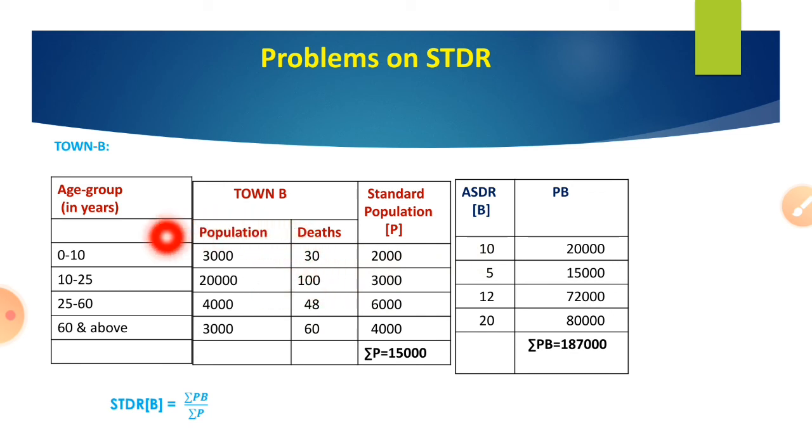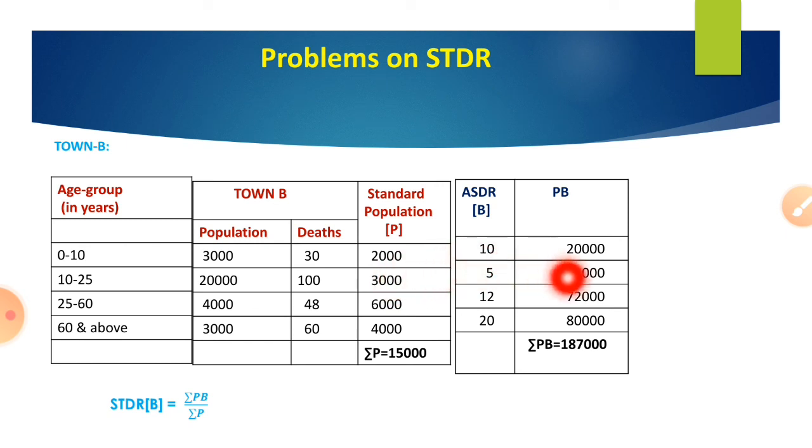So ASTR of 0 to 10 is 30 divided by 3000 into 1000, which is 10. Then 100 divided by 20,000 into 1000 is 5. Like this you have to find out ASTR of all the age groups. So these are the ASTR values of town B. After finding this, we want summation PB total. To find the PB values, P stands for standard population and B means ASTR of town B. So now you multiply with this.